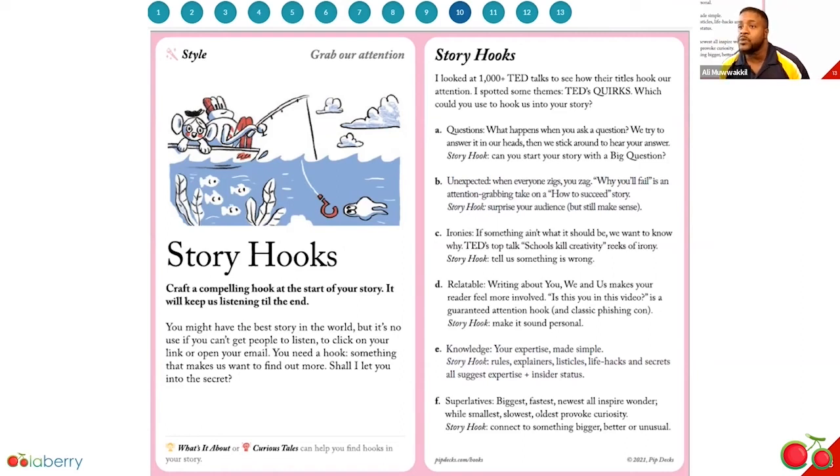All right, and then our last one is superlatives. Biggest, fastest, newest. We all know somebody that uses these words a lot. While smallest, slowest, oldest provoke curiosity. So you're blowing things up out of proportion. You are making it seem bigger than it is. You're exaggerating. You're using words like, oh, the best. Let me see, right? Those things spark curiosity.